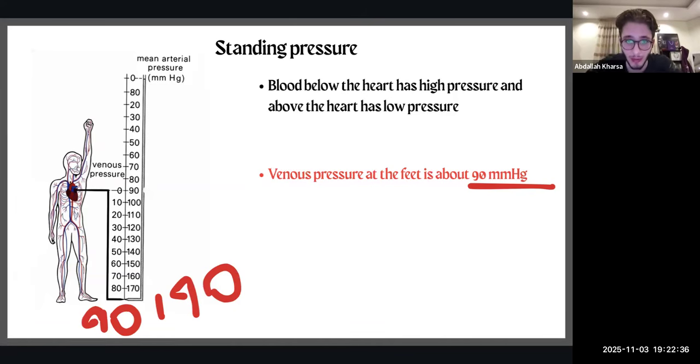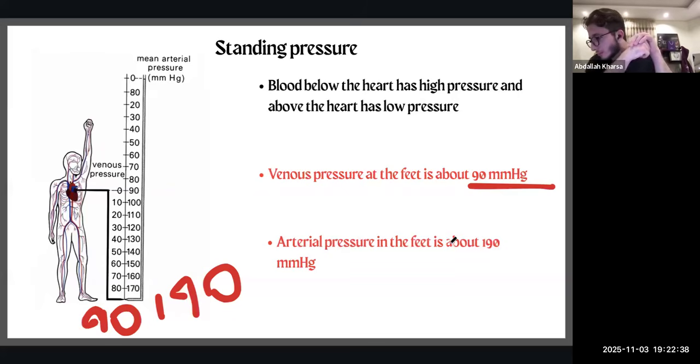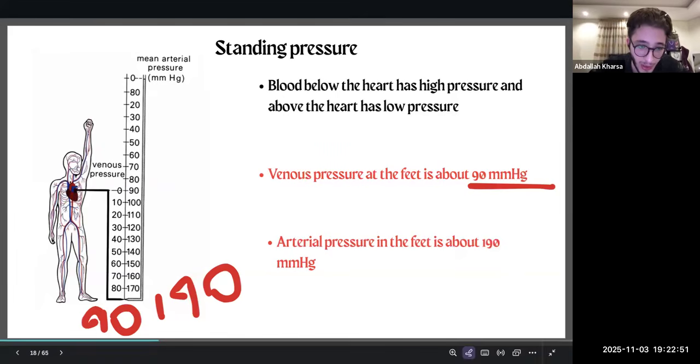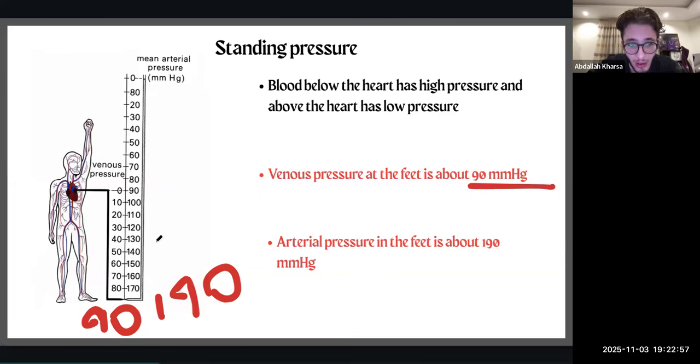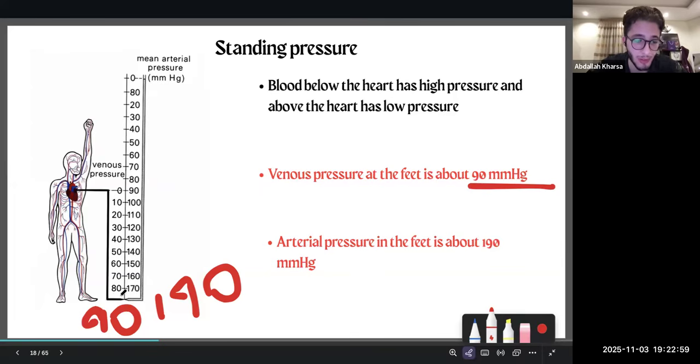Is that clear? The arterial pressure, on the other hand, starts at 100 instead of 0. So you go down, it increases, but ends up being more. Venous pressure at the feet is 90. If it's at your arm, it's negative 90. Arterial pressure at the foot is about 190 because you're starting at a higher number.